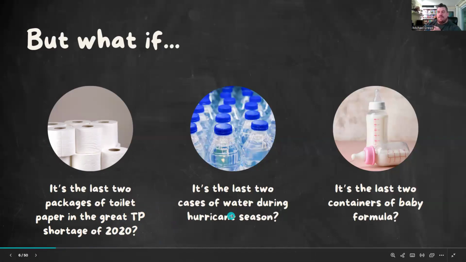What if it was the last 2 cases of water during hurricane season? What if it's the last 2 containers of baby formula? A few years back, there was a baby formula shortage, if you all recall. And so now this gets a little tricky, because you start to look at the outcome as more important than the action.